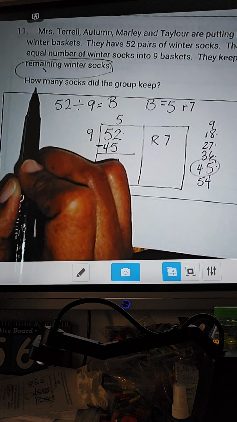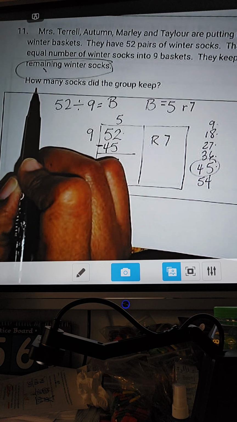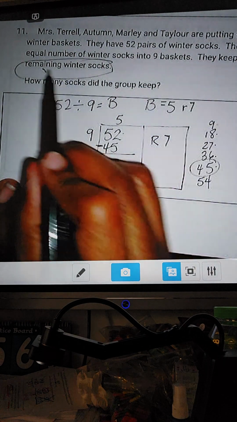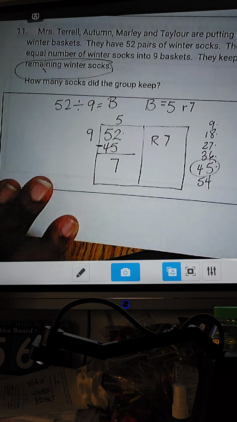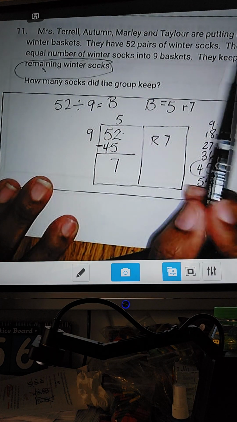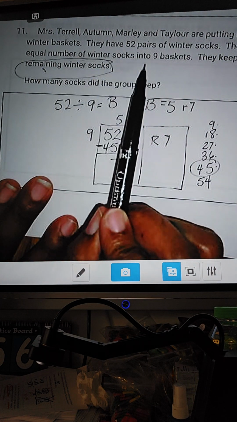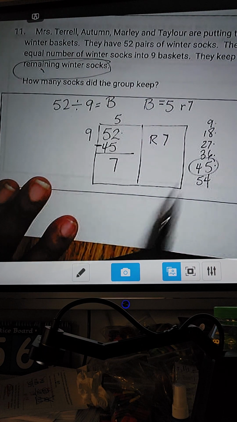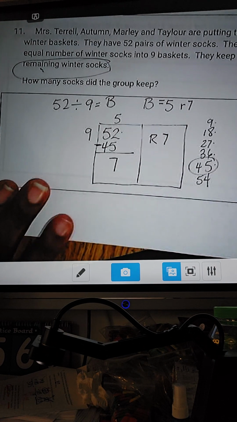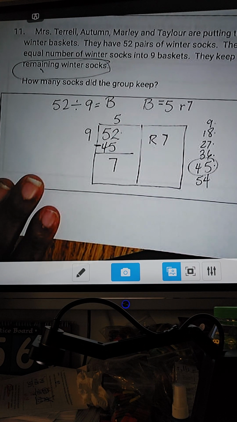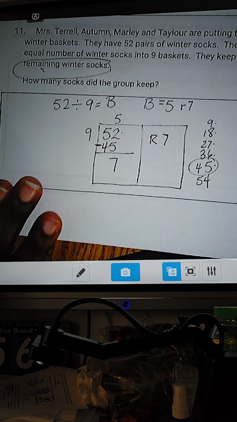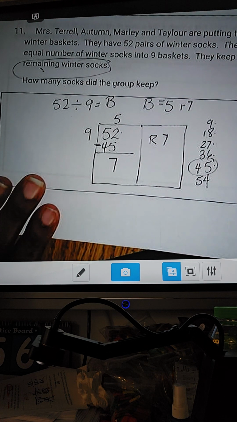Didn't we do this this week? Yes, we did. They keep the remaining winter socks. After they put equal numbers of socks into 9 baskets, they keep the remaining winter socks. There are 7 pairs remaining. That's what's remaining. Remember, these are pairs. 7 pairs would be left over that they would keep.